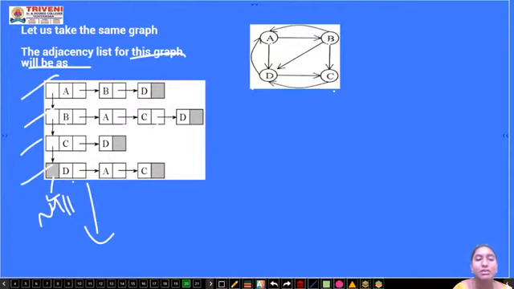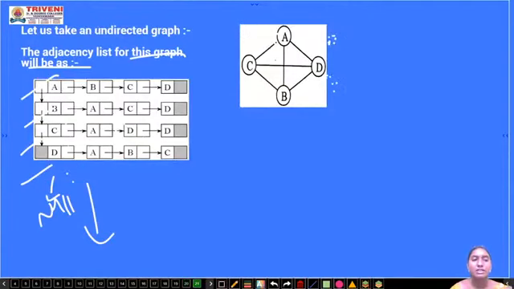but B నుంచి ఏమేమి వచ్చినాయో అవి చూస్తున్నాం. B నుంచి A and B నుంచి Aకి ఇలా ఉంది, B నుంచి C ఉంది, B నుంచి D ఉంది, C నుంచి D మాత్రమే ఉంది, again D నుంచి A ఉంది, again C కూడా ఉంది. That is the adjacency list of the graph.